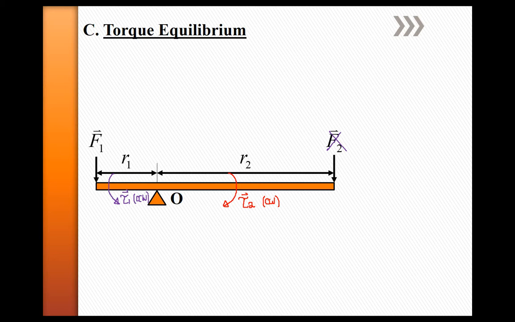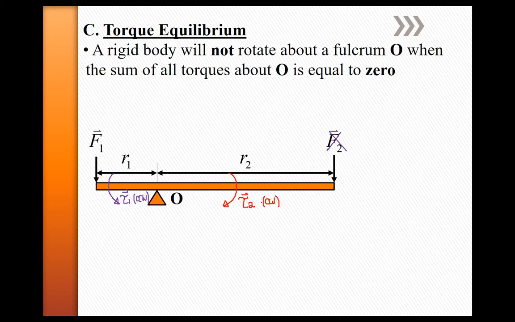So what I have here is two offsetting torques. F2 wants to cause the teeter-totter to rotate clockwise. F1 wants the teeter-totter to rotate counterclockwise. Torque equilibrium would involve the sum of these two torques being equal to 0, where they do offset. So a rigid body, when you're in torque equilibrium, will not rotate about a fulcrum O when the sum of the torques about O is equal to 0. We can represent this in an equation that looks like sigma tau, with the O here just indicating about the center of rotation, is equal to 0.